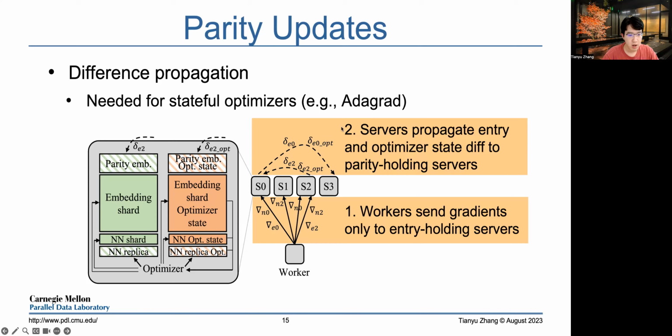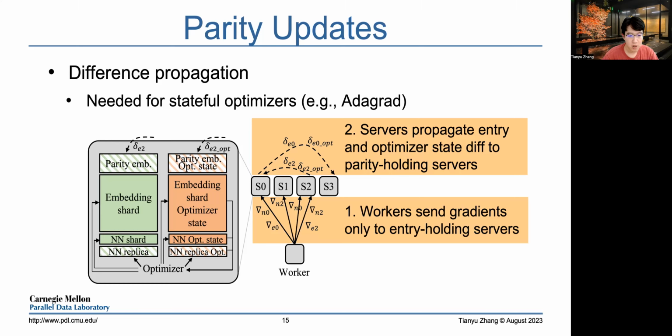So here, suppose we have this worker here. It computes the gradient for, let's say, this entry E2, denoted as gradient E2. It's going to send this gradient to the entry holding server S2. The optimizers on S2 are going to compute the updated value of E2 and the updated optimizer state for E2.